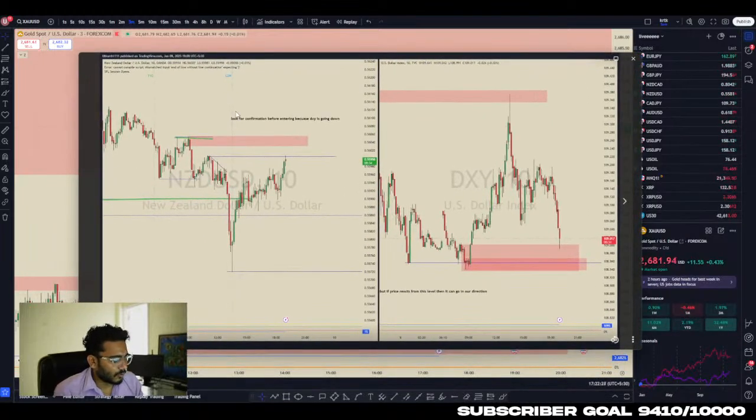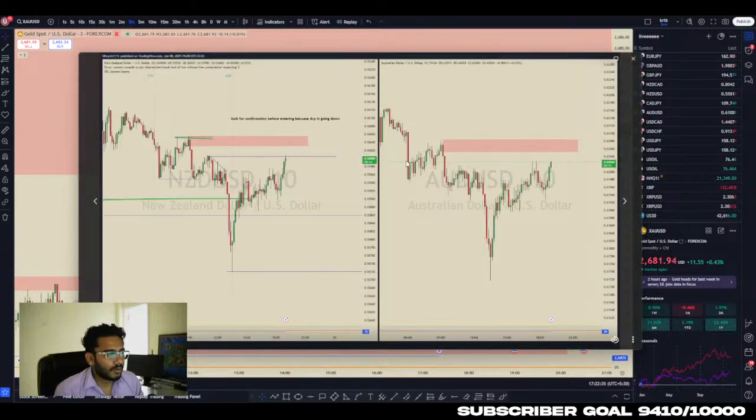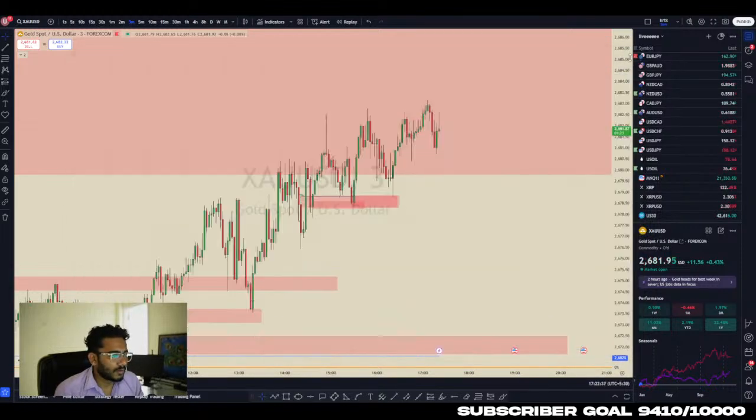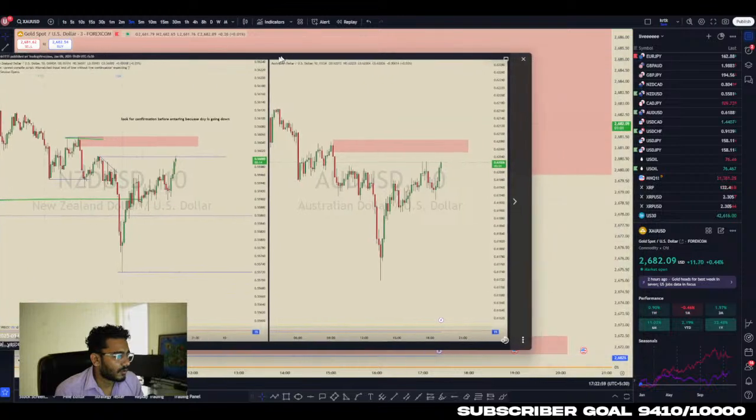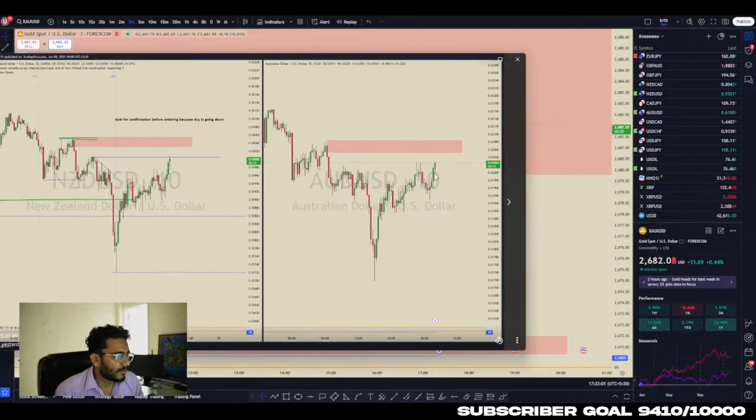This one was on NZD USD, and the other one was on AUD USD. Both were at the same order block. You can see on the NZD USD price broke the structure, induced this high, and there was sell side liquidity above this, buy side liquidity above this structure. So price came and swept this low, and on AUD USD it's the same. There's an order block which is unmitigated, and then price came and swept this low.